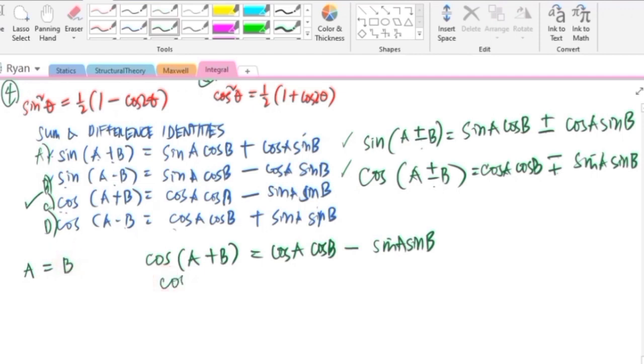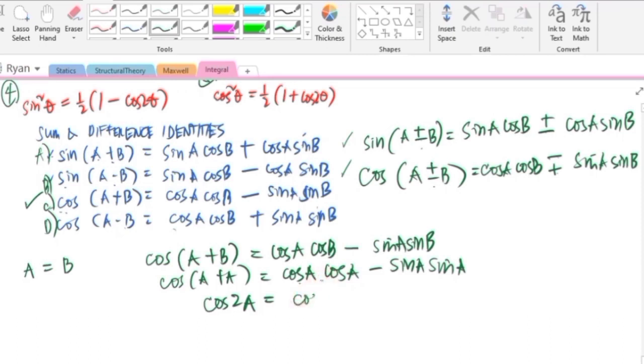So, if I am going to let the angle A is equal to angle B, then I would say that this is cosine of A plus A, cosine A cosine A minus sine A sine A. So, lahat ng B ay na-replace na natin siya ng A. So, this would be cosine 2A. And this one would be cosine times cosine, so we have here cosine squared A. And this is sine times sine, so I have here sine squared A.